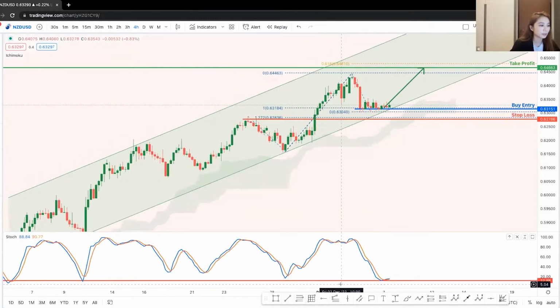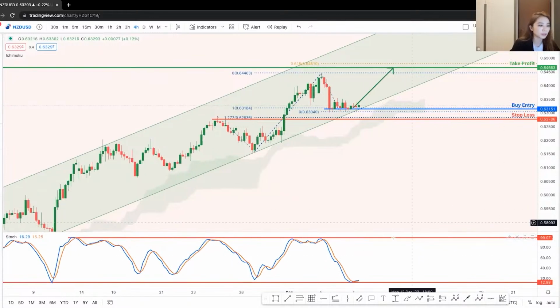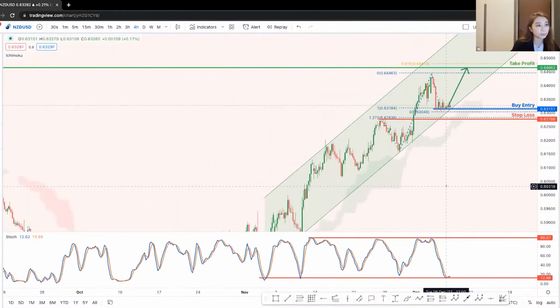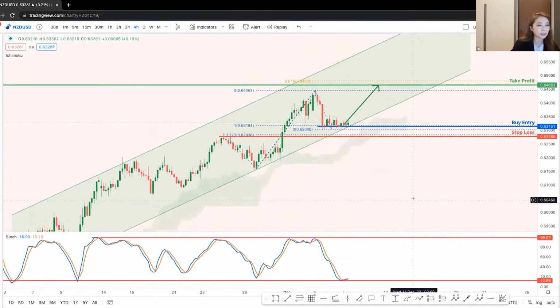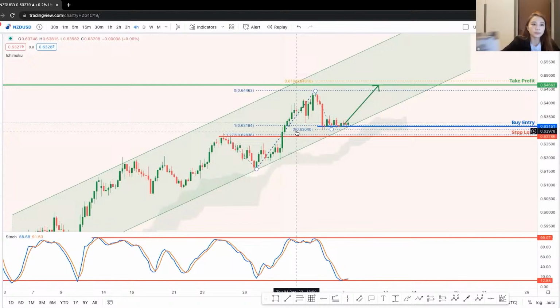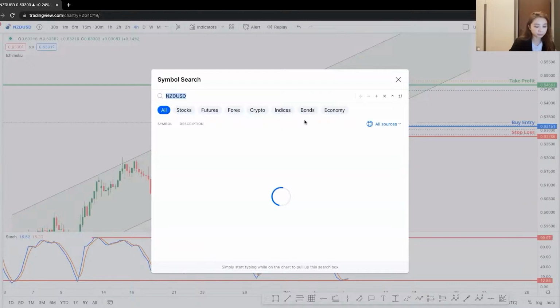Okay, so we are looking at this bounce up, and we are also identifying resistance over here. We can see that actually the real support for this resistance for Kiwi dollar is actually 0.6888 instead of our 0.70. All right, this is what we are seeing for Kiwi dollar. Okay, let's move on to the next pair.